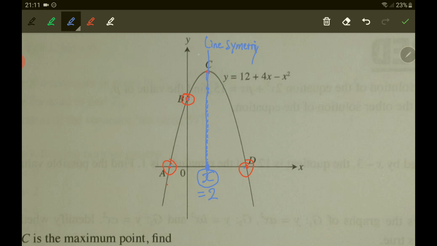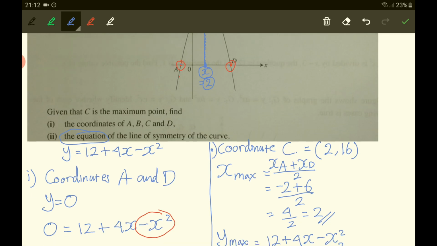Because this symmetry line passes through the x-axis at 2, where 2 is located there, the name of this line is x equal to 2. The name of this symmetry line is x equal to 2. That's the equation for the symmetry line. So we can write here x equal to 2. So that is the equation of the line of symmetry.